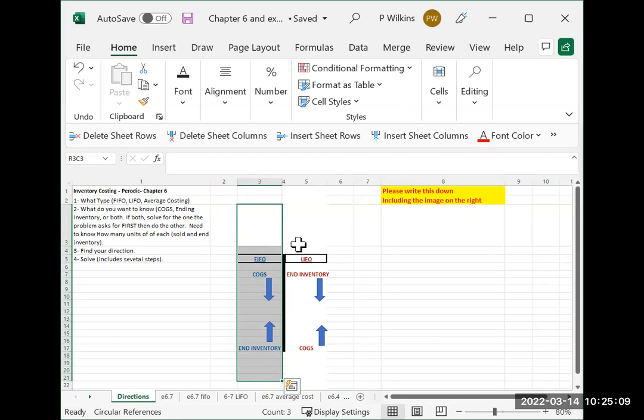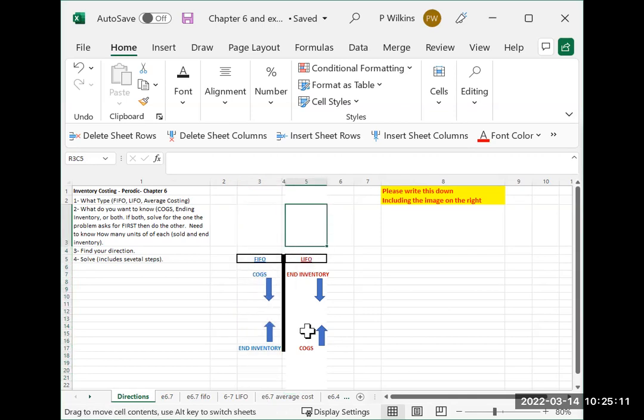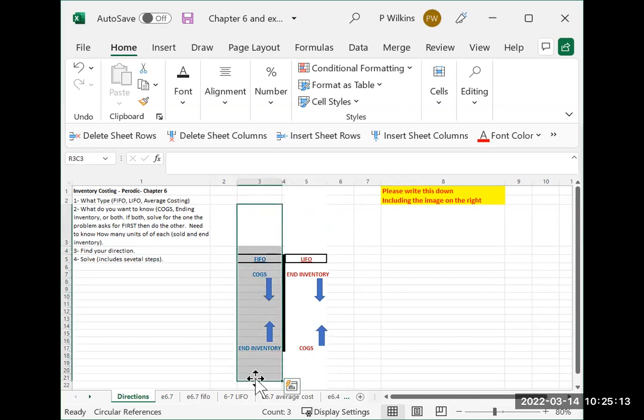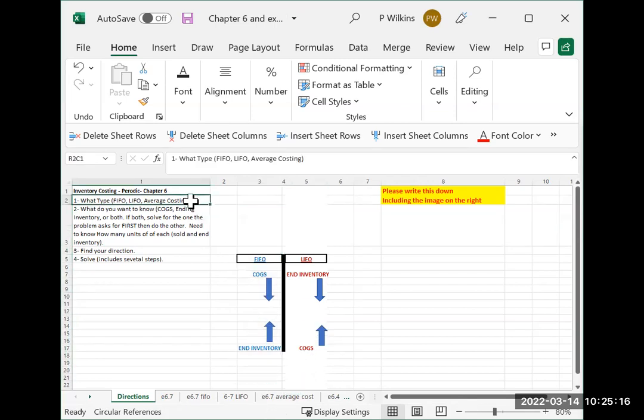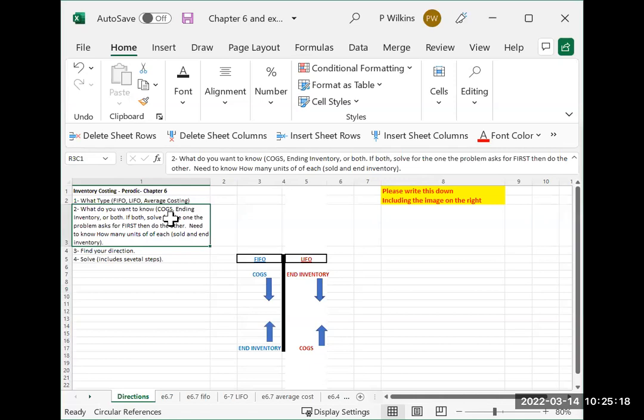Since we're working with FIFO, we just pretend that the LIFO side does not exist, okay? We're working with FIFO. So what's our type? FIFO. Number two, what do we want to know? Well, I just told you we want to know ending inventory. The problems are going to tell you what they want to know.